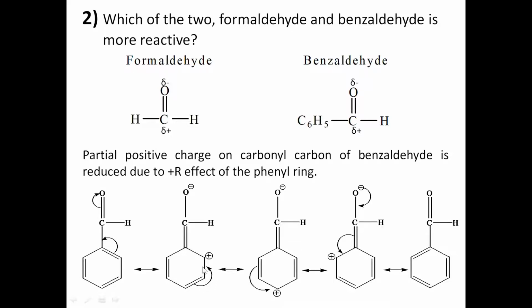Since electrons are moving towards this carbon, this positive charge becomes neutral. And since the electrons are moving away from this carbon, this carbon will attain positive charge. So you see here positive, single bond, double bond. So positive, single bond, double bond. Now this positive charge is in conjugation with this double bond. So the pi bond will be shifting here.